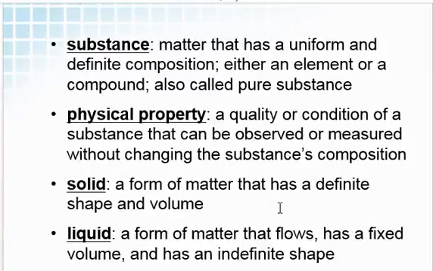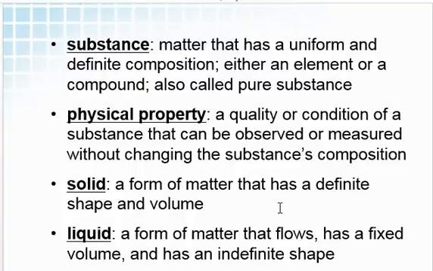A substance is matter that has a uniform and definite composition. It's either an element or a compound. It's also called a pure substance, but we'll imply purity when we say a substance. Mixtures are the opposite of that, and we'll see that in a later chapter. A physical property is some quality or condition of a substance that can be observed or measured without changing the substance's composition.